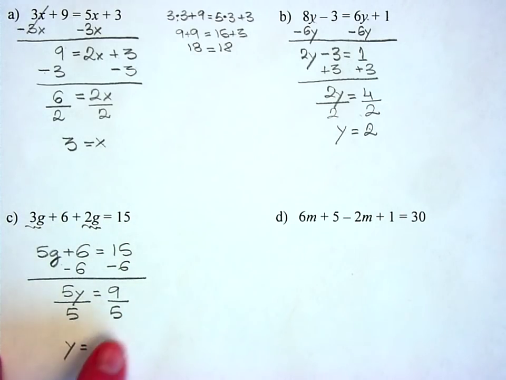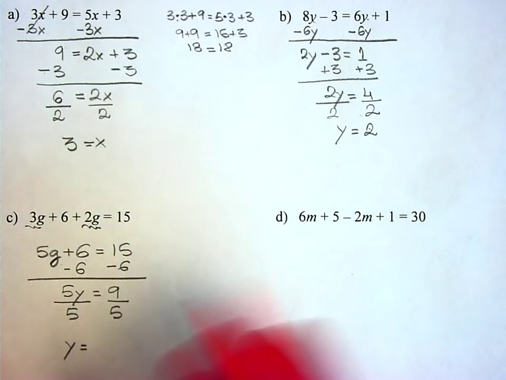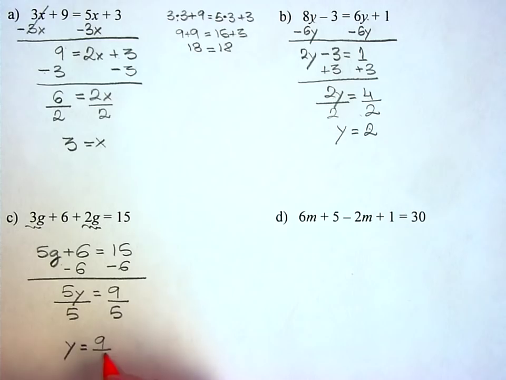I could divide that and write it as a decimal, or I could simply leave 9/5. That would be okay. That's just fine. Now, if you do divide them, then you will end up with 1.8, which would also be a correct answer.